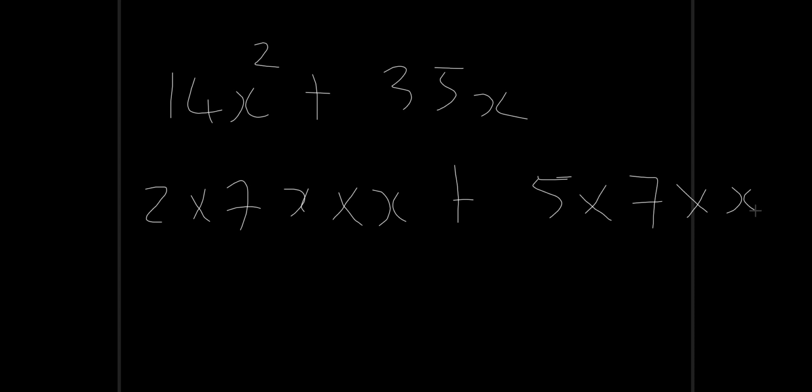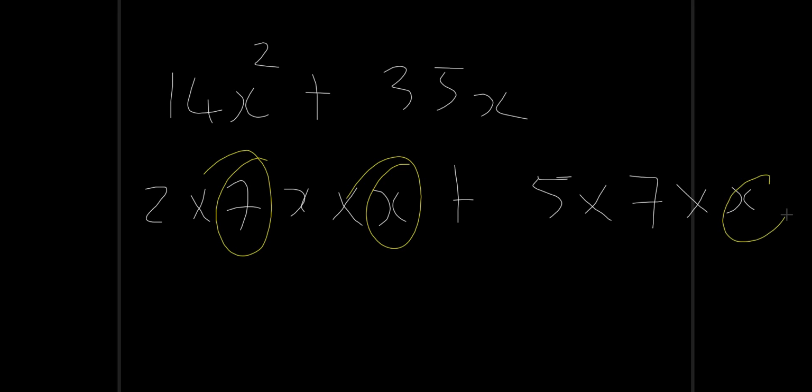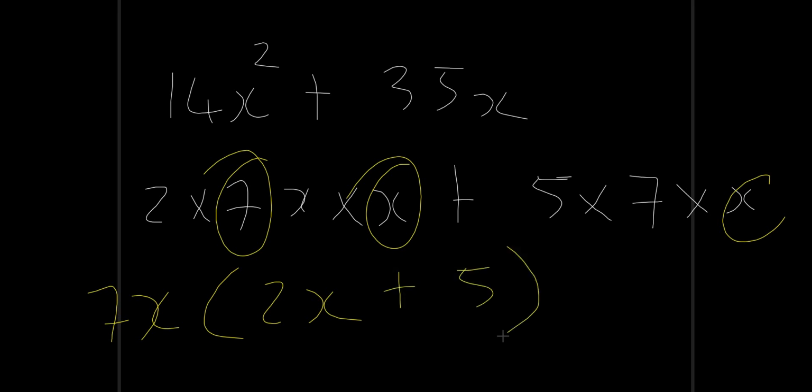And so that's what we're doing, breaking it down and pulling out the numbers, the terms that work as a product. So what we could do is pull out what is common. So we see the 7 is common and the x's are common. So we pull out 7x, leaving us with 2x plus 5. And if we were to distribute this 7x to each term, we will end up with the same.